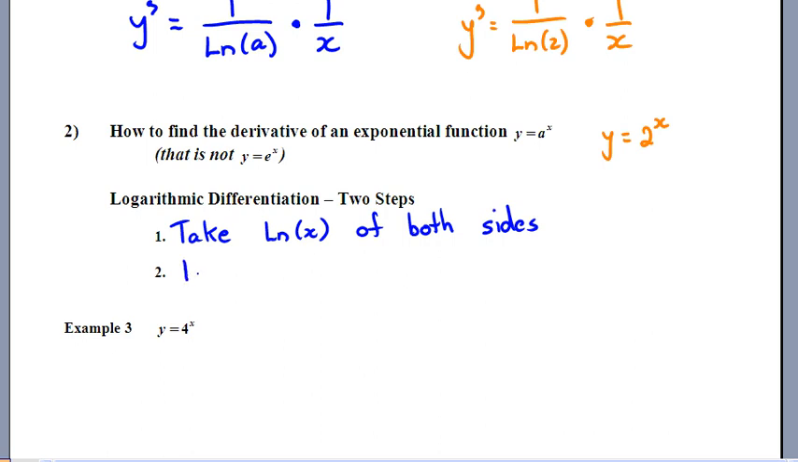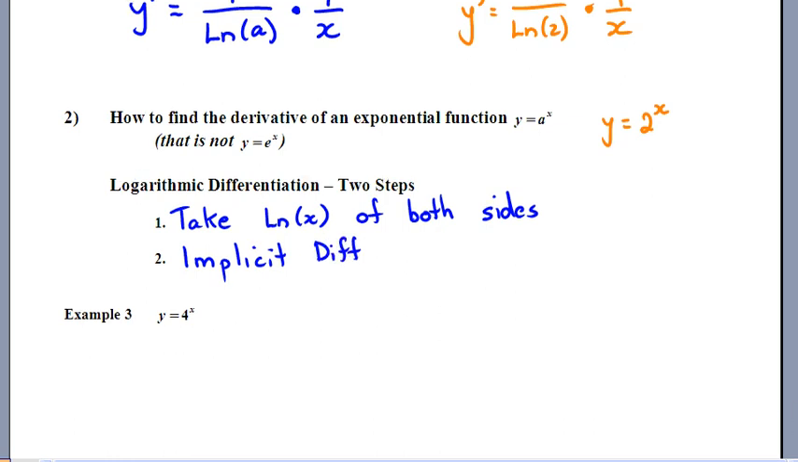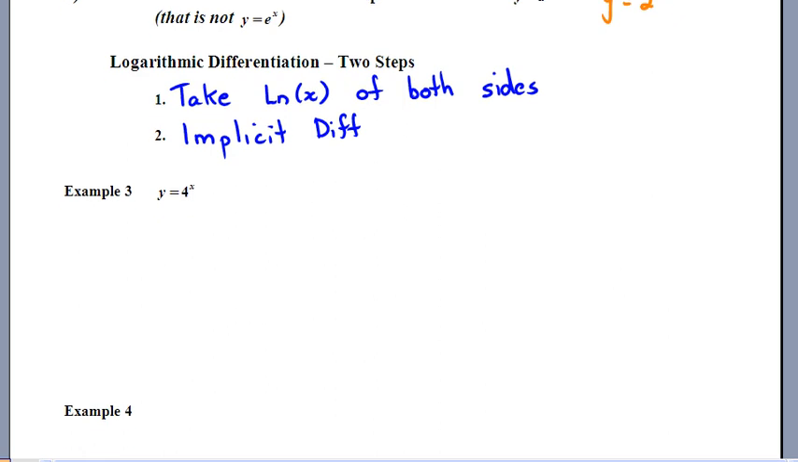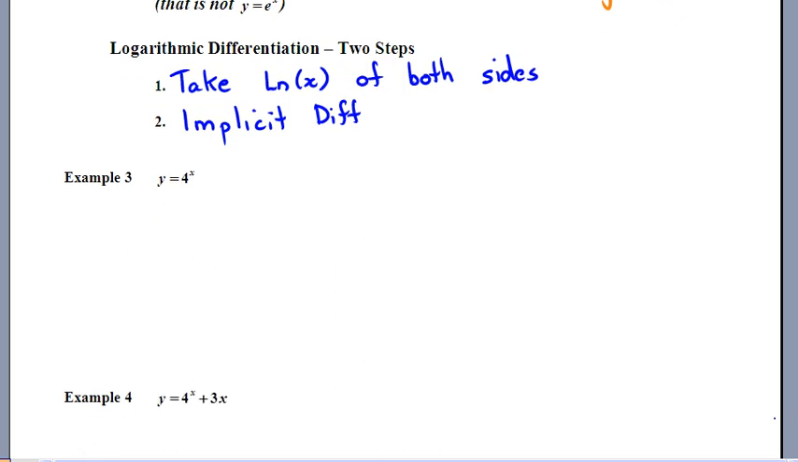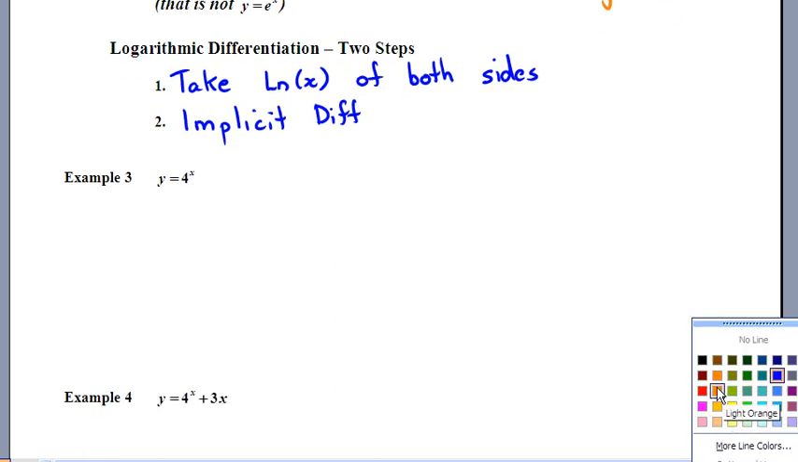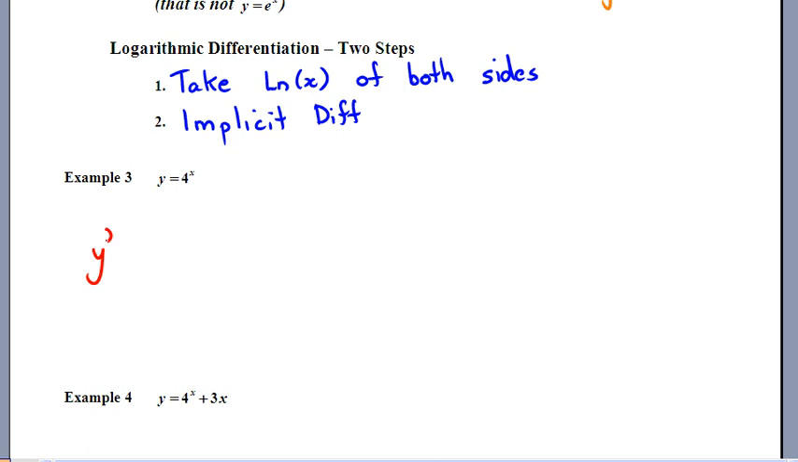Then after that, we're going to do good old implicit differentiation. So it's a couple of steps, but we can get there. All right, let's try it out with this y equals 4 to the x. And again, I'm going to write down something that's not true. Do not follow me. This is completely wrong.